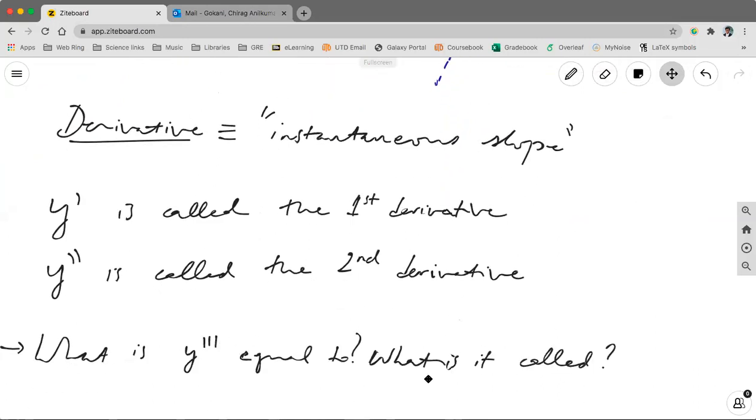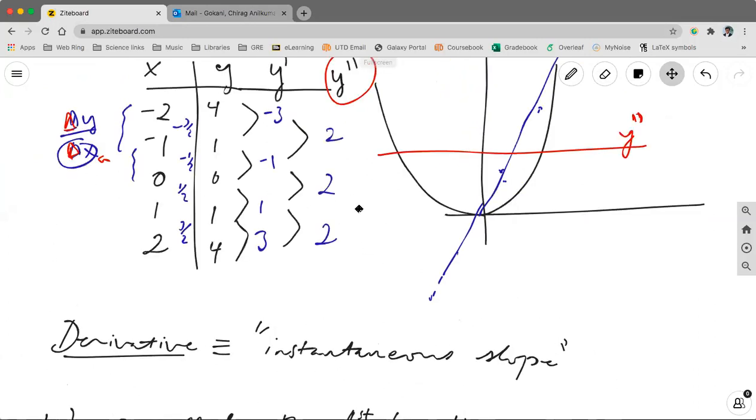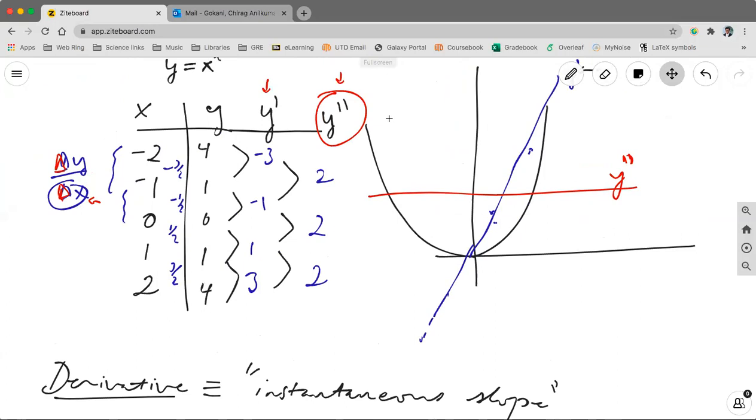Can someone tell me what y triple prime is equal to and what it would be called, looking at our data here? What would y triple prime be? What happens if you take the difference between all these things? It would just be a vertical line. It wouldn't be vertical. Can you tell me what the values would be? What you need to add to 2 to get 2? 0. Right? And 0 divided by anything besides 0 is 0, and you're dividing by 1. So all the values of y triple prime are 0. So y triple prime is just this line, the line y equals 0.